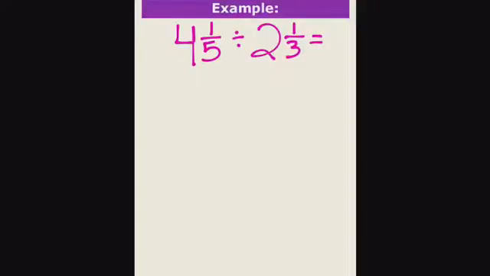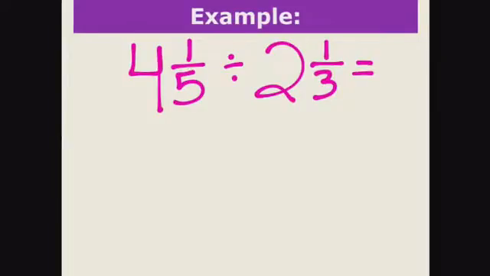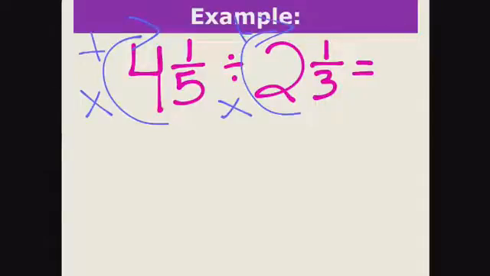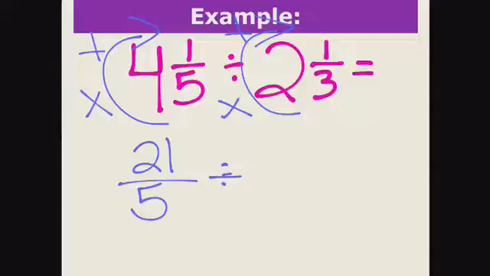Alright, 2 more examples. Okay, 4 1/5 divided by 2 1/3. Once again, multiply, add denominator. 4 times 5 is 20. 20 plus 1 is 21. Denominator stays the same at 5. Okay. 3 times 2 is 6. 6 plus 1 is 7. Denominator stays the same at 3.